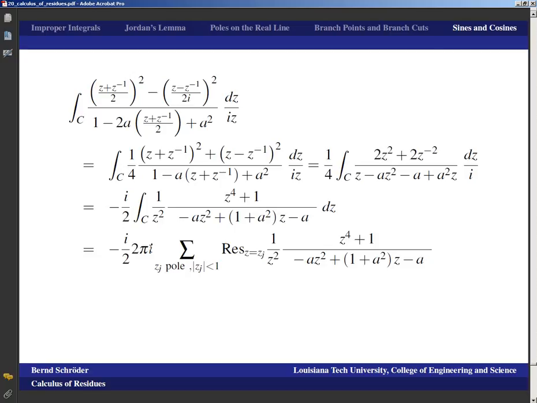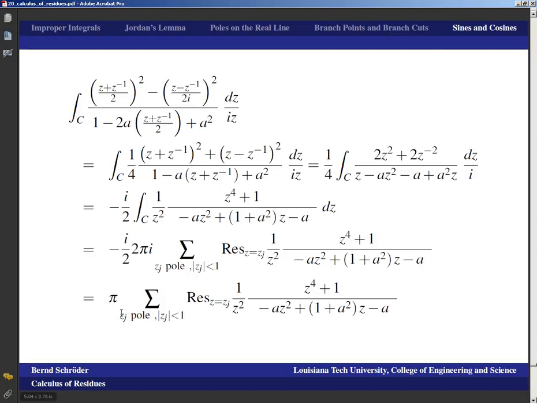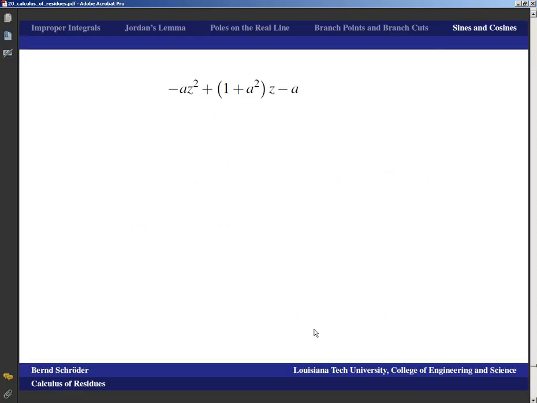Negative i over 2 is copied, 2 pi i times the sum of the residues here, at zj's, the poles or singularities that are in the unit circle, and we want the residue at z equals zj of this horrible thing here. And that would be, well, you'd cancel the 2, i squared is negative 1, cancels with the i, cancels with the negative 1, so we just keep a pi out front, everything else stays the same.